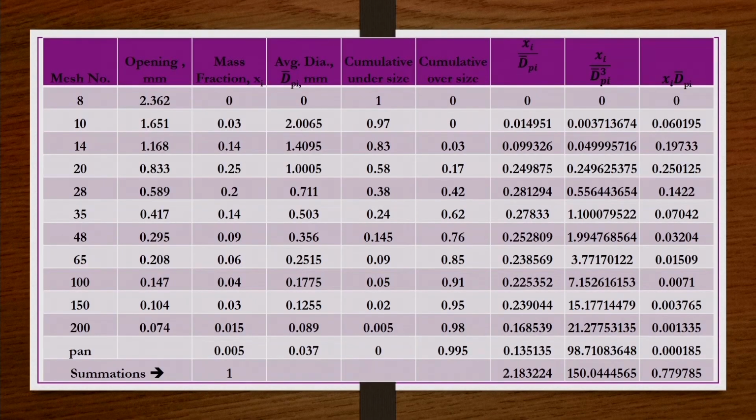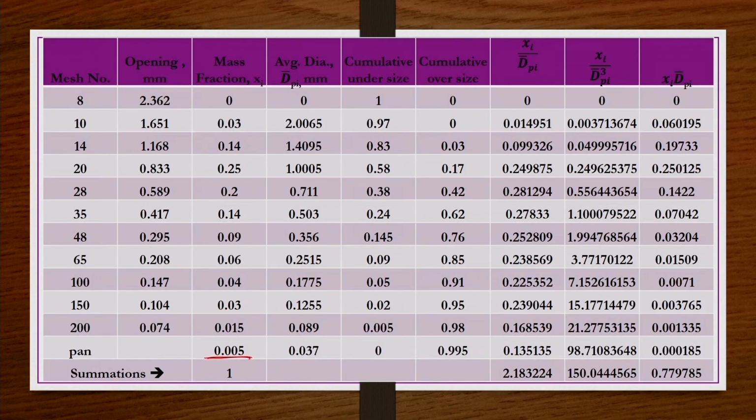So, let us tabulate this information in incremental order: mesh numbers 8, 10, 14, 20, 28, 35, 48, 65, 100, 150, 200, pan, and then the corresponding openings in mm, as given in the problem, or if not given we can take them from the Taylor standard screen openings. Then the corresponding mass fractions are given: 0, 0.03, 0.14, 0.25 and so on, down to 0.005. If you add them all together, you will get a summation of 1. The last row provides the summation wherever it is required.